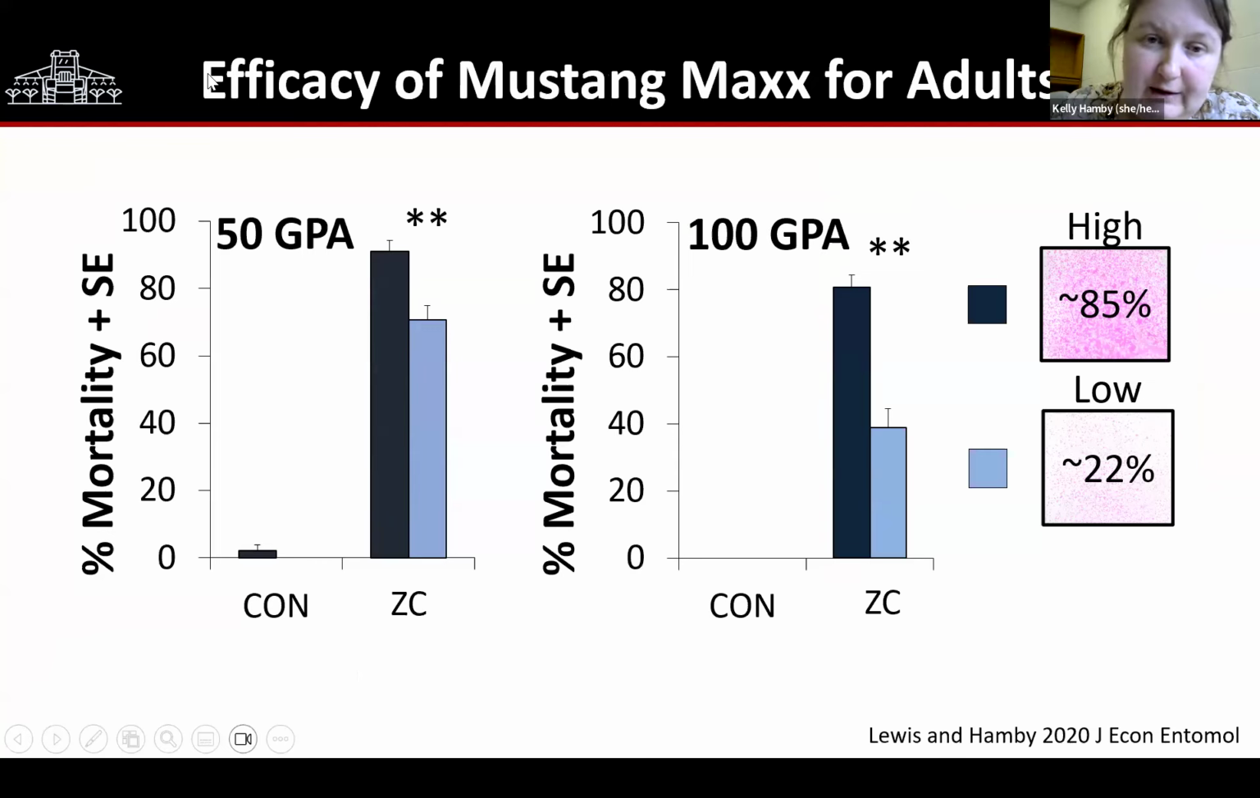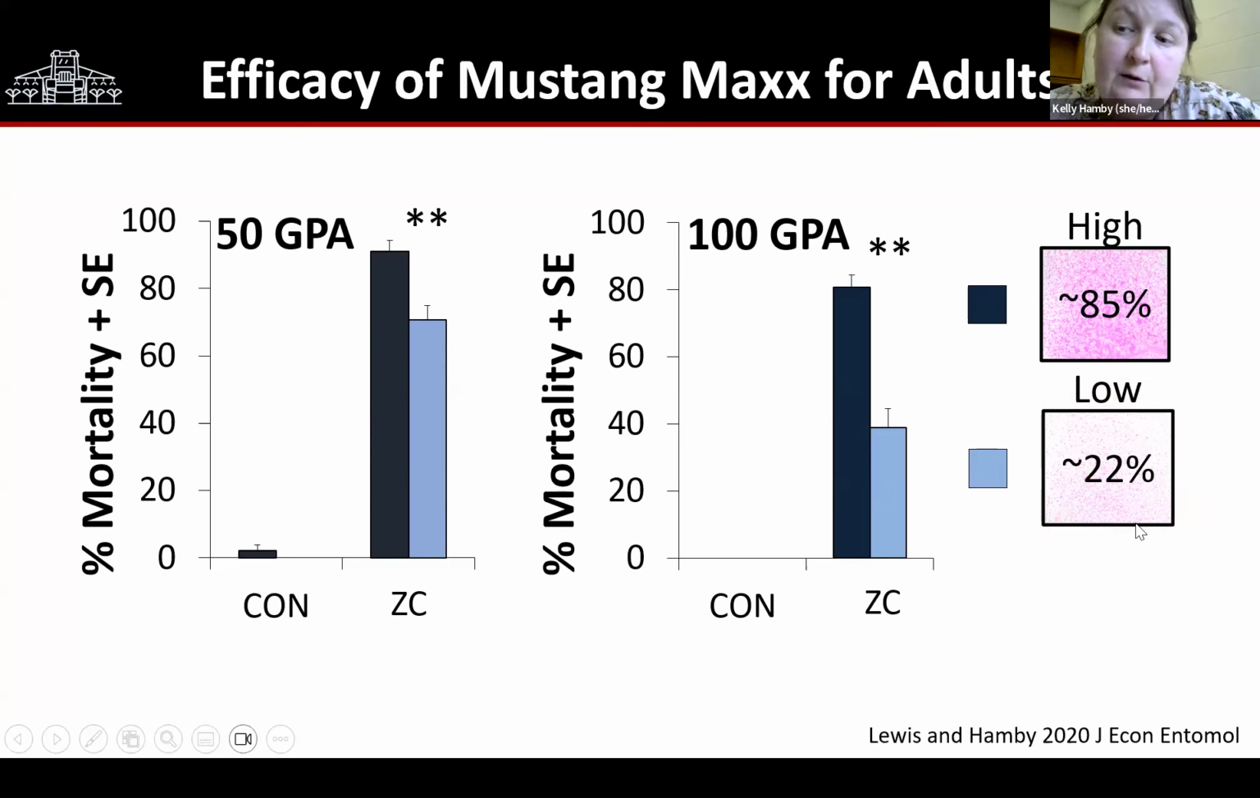So this is the percent mortality, or the percent of the flies that died. On the y-axis for the control, it was just water, or it was Mustang Max zeta-cypermethrin. And this is at a 50 gallons per acre carrier water volume. This is at 100 gallons per acre. The dark blue is the high spray coverage, where we were mimicking about 85% spray coverage, which was some of the better amounts that we saw in those field trials. And the low was about 22% spray coverage, and that's what that looked like on the card.